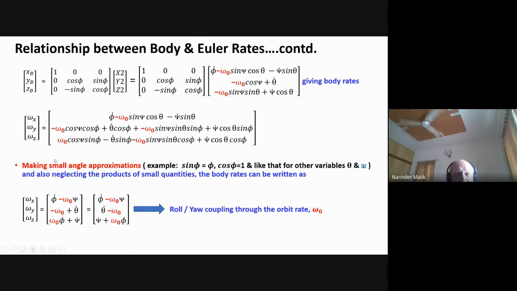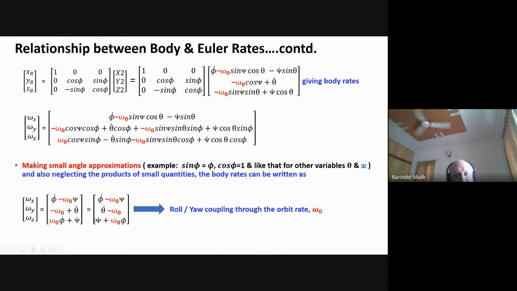Now I make a small angle approximation, because the attitude errors are generally small. So I say sine phi is equal to phi, cosine phi is 1, and the same for psi and theta. And I neglect the product of small quantities. When I do that and simplify, I get omega x equal to phi dot minus omega naught psi, omega y is equal to minus omega naught plus theta dot, and omega z is equal to omega naught phi plus psi dot.